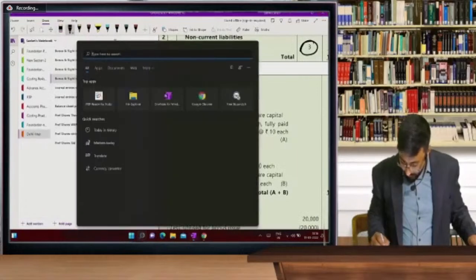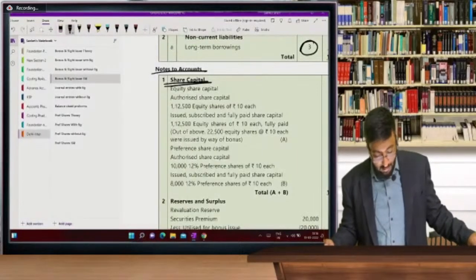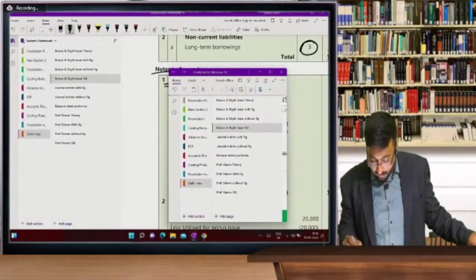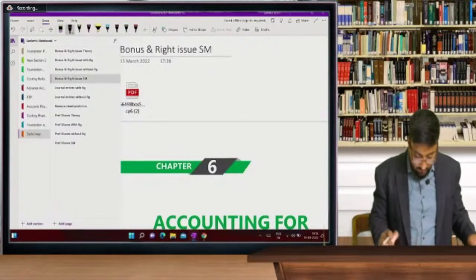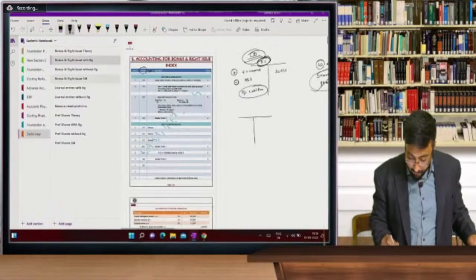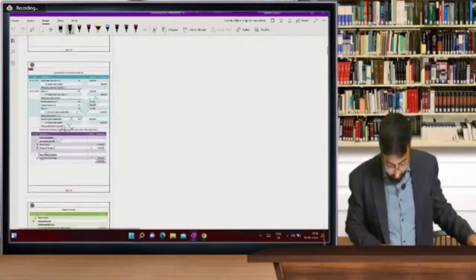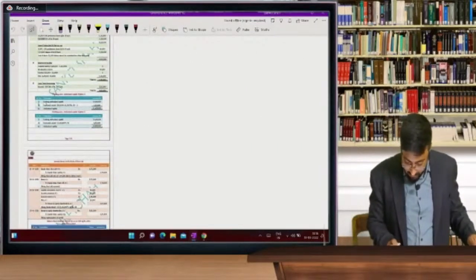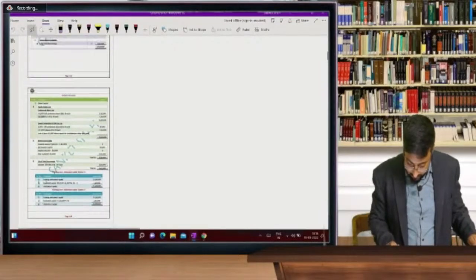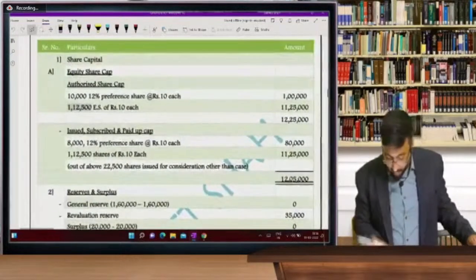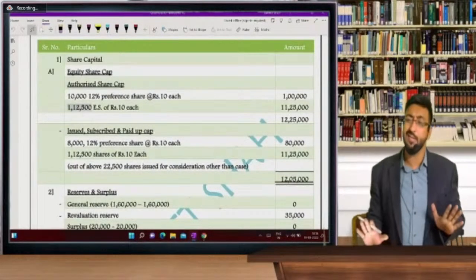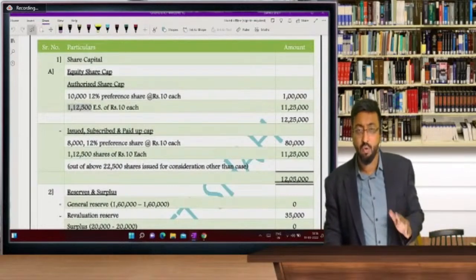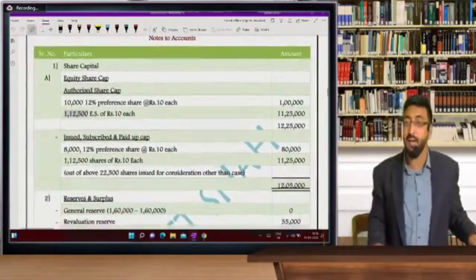I will show you in my way, so you can take a screenshot afterwards. Notes to accounts. So everyone is now comfortable with this speed? Chalo. Notes to accounts. See beta, how to write notes to accounts. So this is Sanket's simple format. How to represent it? Yes, and in color format.